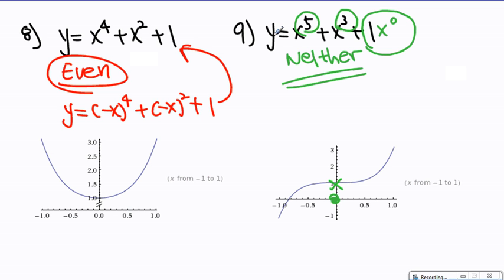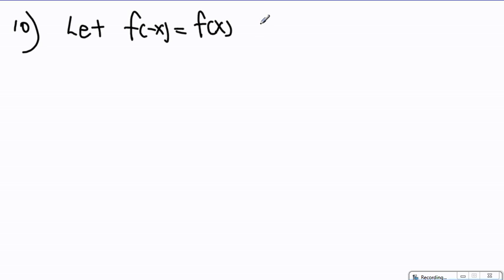All right, so as you can see, sometimes even functions can be mixed with odd functions. So now, next part of the lesson, what we like to do is look at these even functions and odd functions in conjunction with operations on functions, such as this one. So number 10, here let us assume that f of negative x is equal to f of x, and g of negative x, let us assume that this is equal to negative g of x.